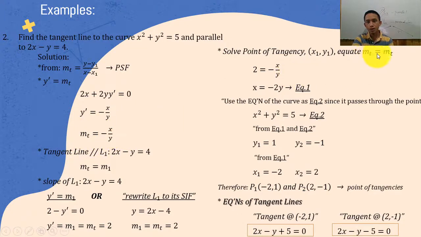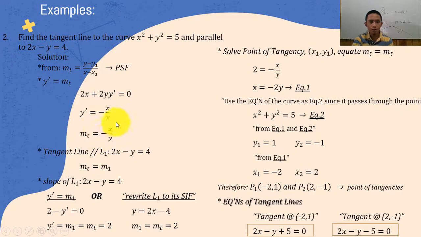So I will equate m_t with m_t. You have their m_t, and the value of m_t is 2. So I will equate them. Yes, since they are equal, so they should be. So m_t is equal to m_t. m_t is 2. The slope is 2. So I will substitute there.